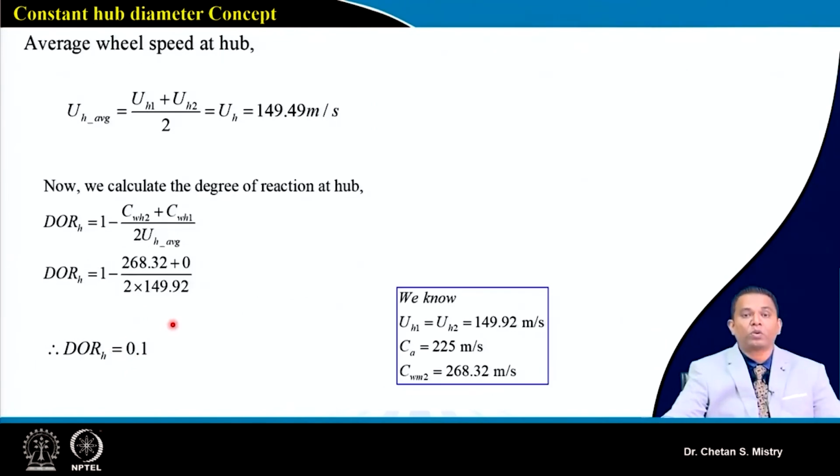Now in order to calculate our degree of reaction, we can do the calculation, and if you look at my degree of reaction at the hub, that's what is coming 0.1. So we need to be very careful, and that's the flexibility we are getting when you are using an Excel sheet program. If you are doing pen and paper calculation, it requires a number of iterations, and it may be possible you will come up with some wrong solution.